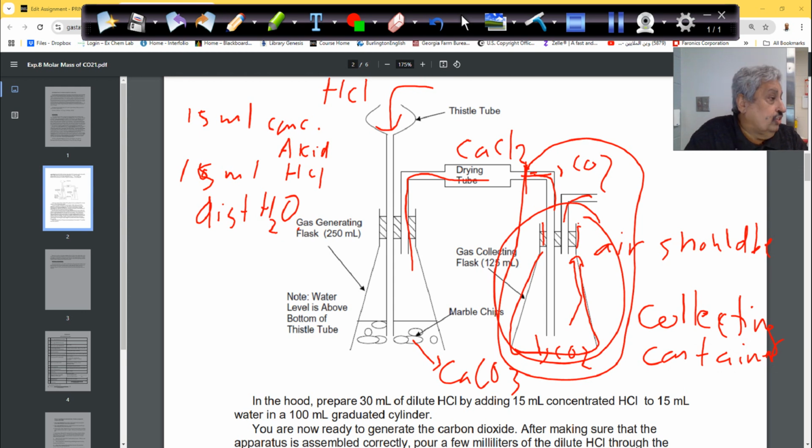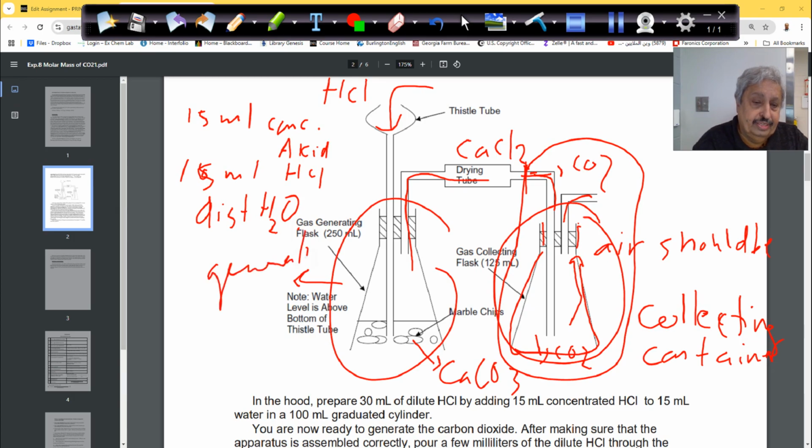We are collecting CO2 inside. This one here is the generating, or producing, container. We are producing CO2 here. Okay, guys, and we'll do it twice, one 20 minutes, the other time 10 minutes.